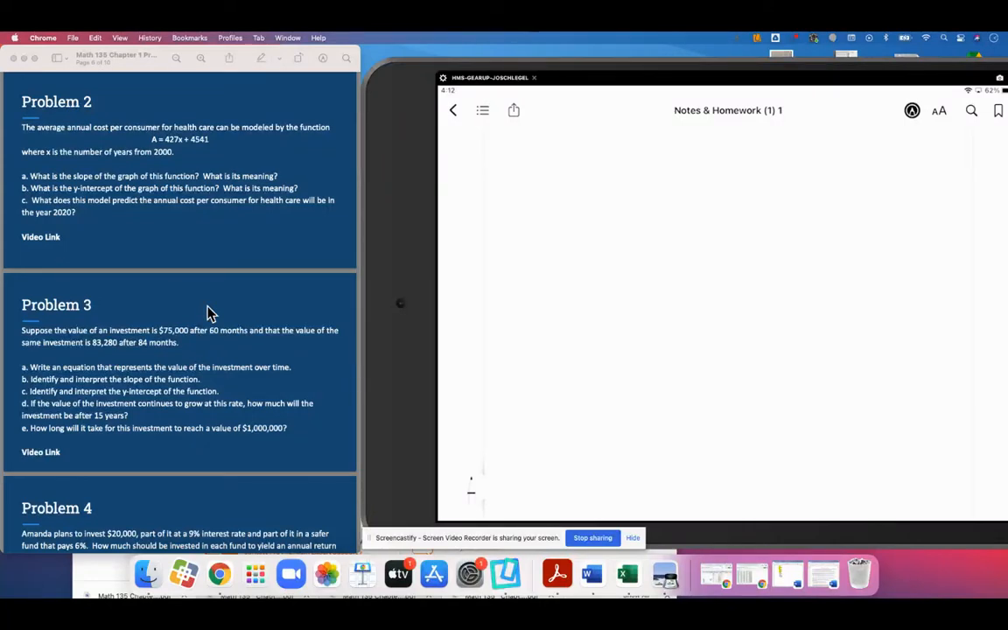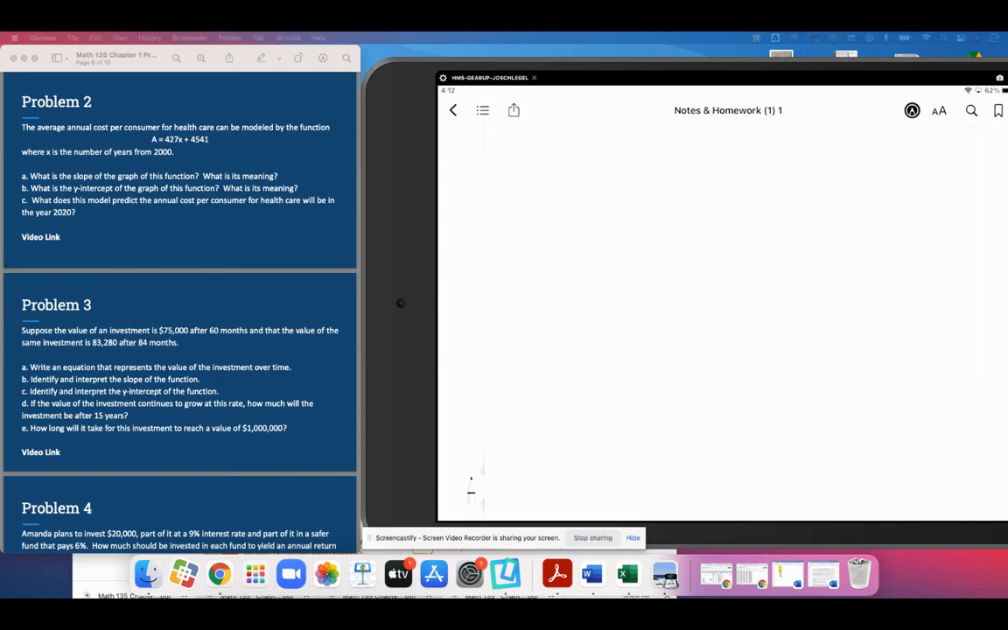And back with number 2, the average annual cost per consumer for healthcare can be modeled by that function, where X is the number of years past the year 2000. And so we are asked to find the slope of the graph and explain its meaning. I'll explain that in words, and then I'll write it while I have the video recording paused so you don't have to sit through that.